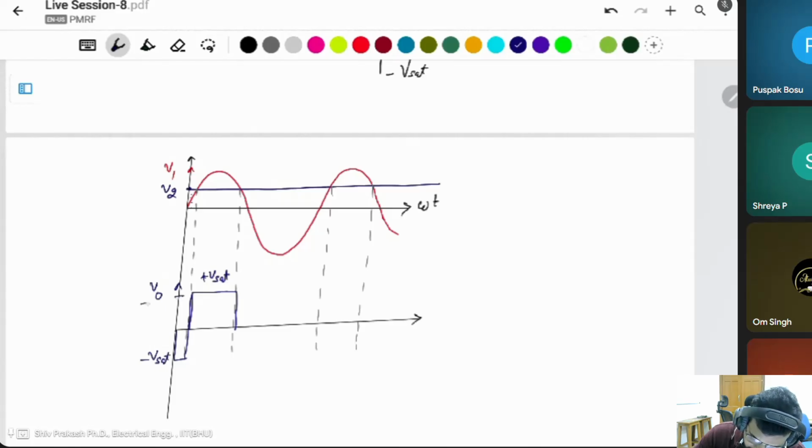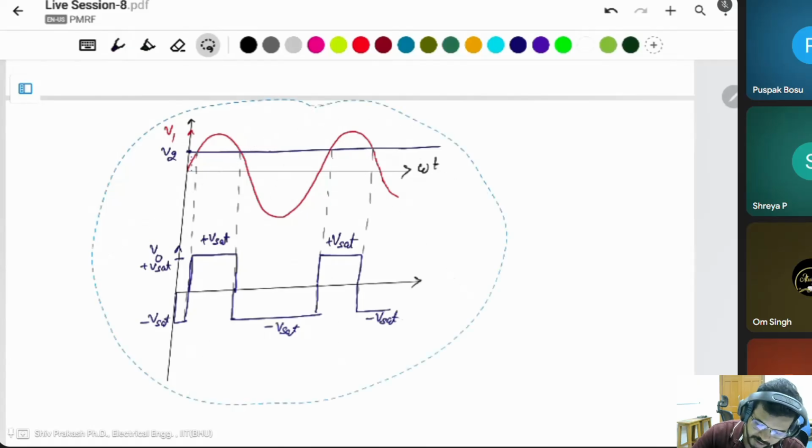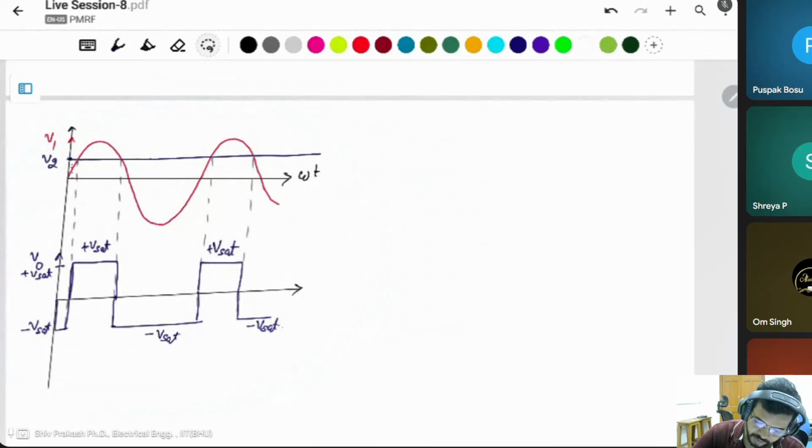This is plus V saturation. Same here, V2 is greater than V1, so this is minus V saturation. In this case, this is the positive V saturation. This looks like that. Okay, but in our case, in the question, minus V saturation is given as 0. Minus V saturation is given as 0.